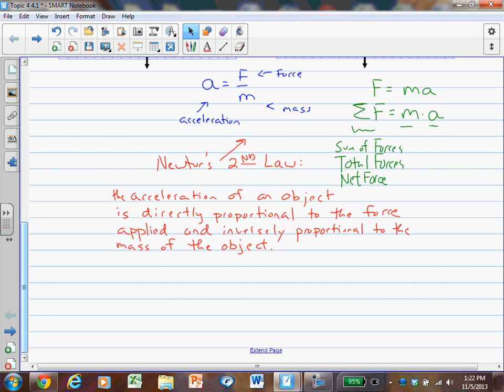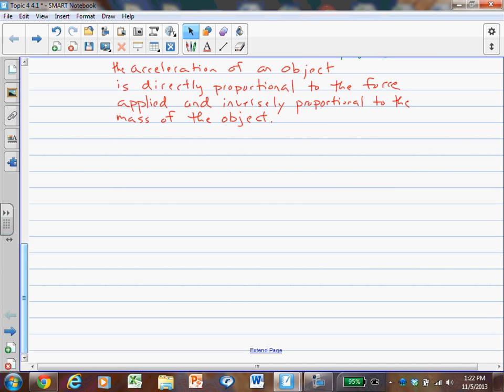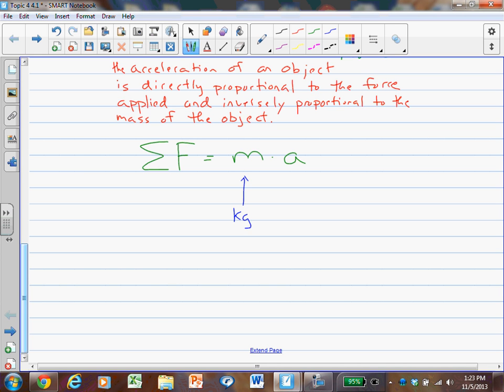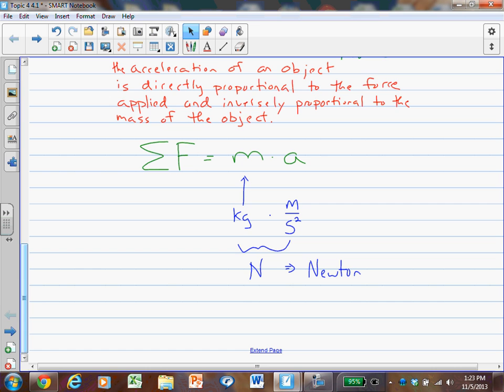Let's look at the units of force. Okay? Well, let's come back to this equation here. The sum of the forces equals mass times acceleration. Well, you know what the units of mass are, kilograms, and the units of acceleration were meters per second squared. So the units of force are kilograms times meters per second squared, but we also have an abbreviation for that, which is the Newton, N. So that's a Newton. So you might say the force applied is 3 newtons.